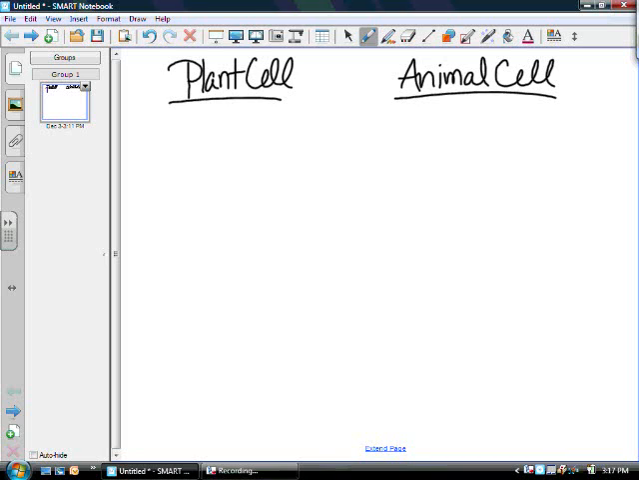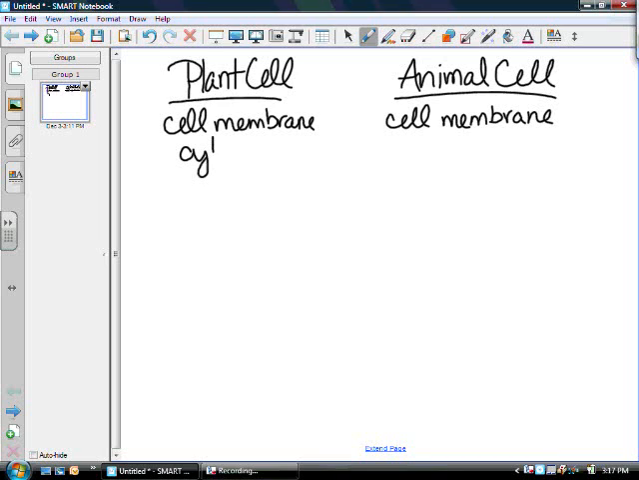So, first thing we're going to talk about is things that are located in both. We should know that there's a cell membrane in both a plant and an animal cell. The cell membrane's job is to control what enters and what leaves the cell. Cytoplasm is also found in both plant and animal cells. Cytoplasm is a jelly-like substance that fills the space inside of the cells and helps the cell keep some shape, right, so it doesn't become totally deflated.